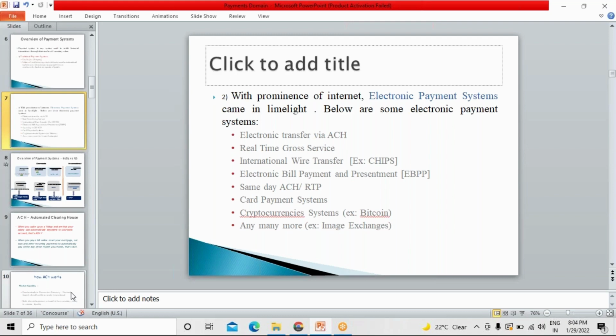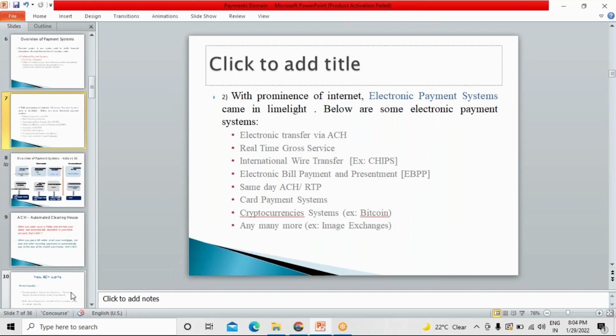At the same time, international wire transfers will also be there, for example CHIPS. Through that, wire transfers can also be done. At the same time, there are EBPPs, right? Electronic bill presentment and payment systems. At the same time, card payments and cryptocurrencies like Bitcoin. So all these things come under the electronic payment systems.